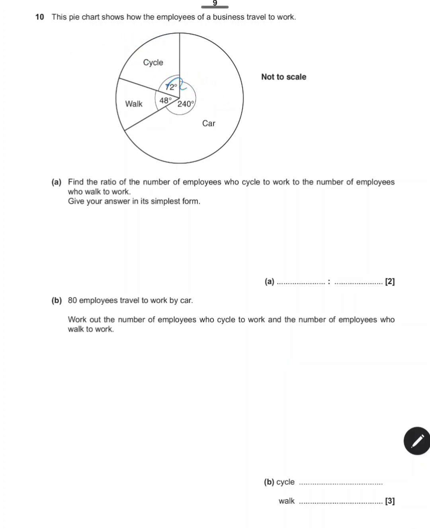Question 10, we've got a pie chart and we've got the angles taken up by each way that people travel to work. So 72 degrees for cycle, 48 degrees for walking. It says find the ratio for the number of people who cycle to work to the number of people who walk to work. And we want our answer in its simplest form. Well, walking is 48 degrees. Cycling is 72 degrees. That there is your ratio.